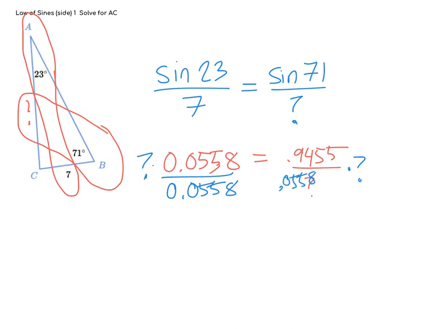So if I do 0.9455 divided by 0.0558, we end up getting 16.9447 or 9448, depending if you round or truncate. And that's your answer for that.